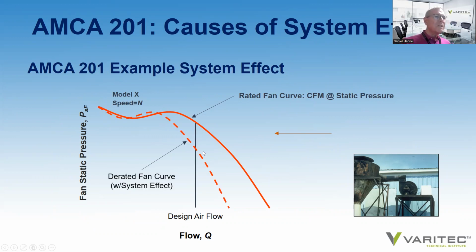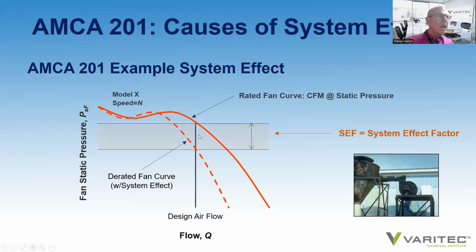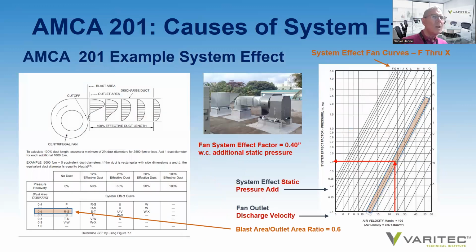Now, when we have system effect at the outlet, we notice that we are not getting the airflow that we had originally intended from that fan. It is reduced. And the differential between the AMCA 210 performance and the field measured condition based on an outlet condition of the fan is called your system effect factor.